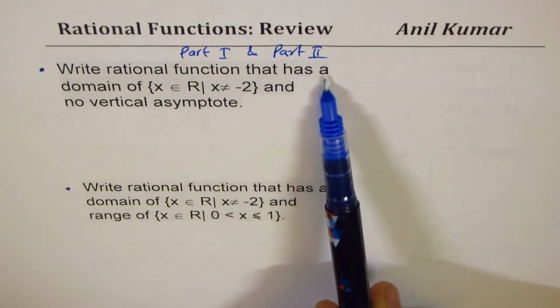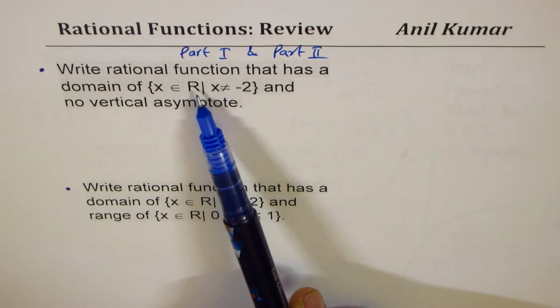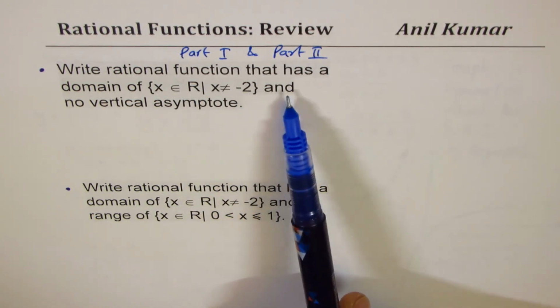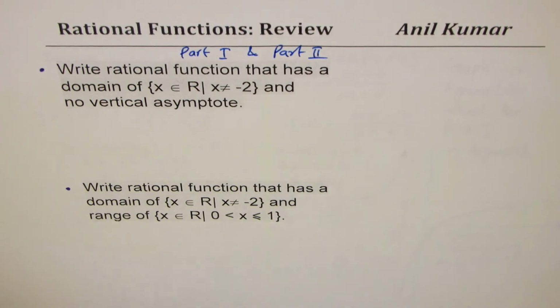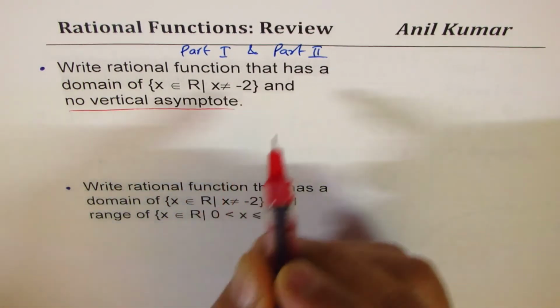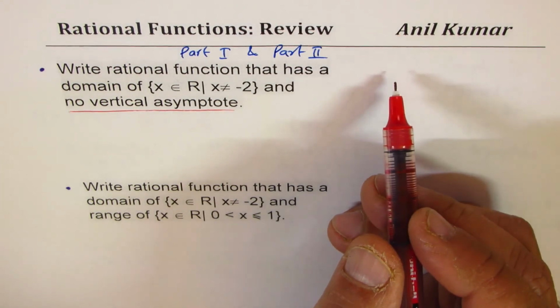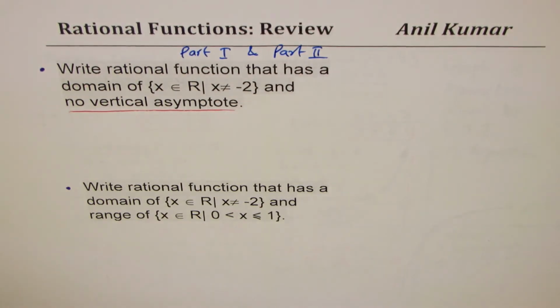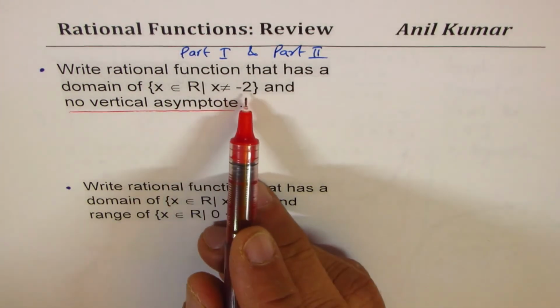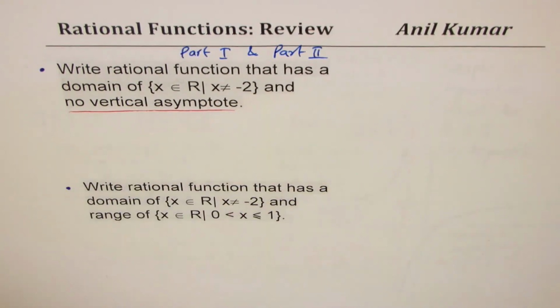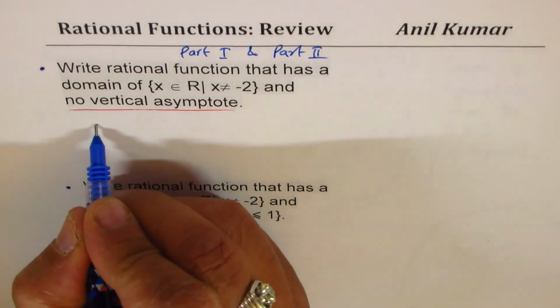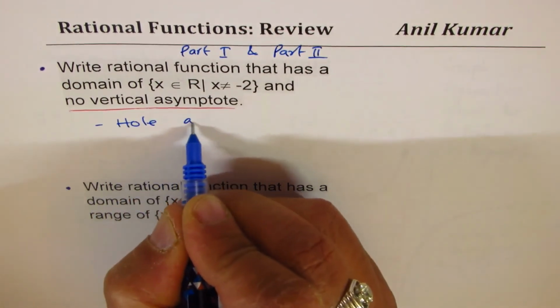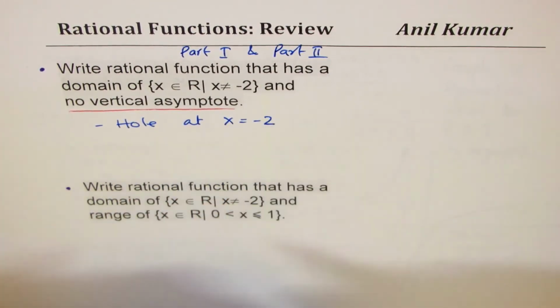Write a rational function that has a domain of x belongs to real numbers, x is not equal to minus 2, and no vertical asymptote, right? You learned that the ax plus b form will always have a vertical and horizontal asymptote. As soon as you see no vertical asymptote, it means it's a different form of rational function, correct? So that means what? If we have a discontinuity and no vertical asymptote, we are talking about a hole. So this function will have a hole at x equals minus 2.